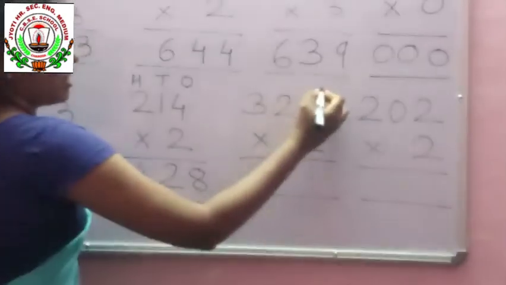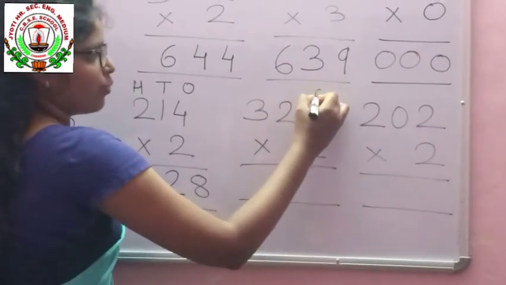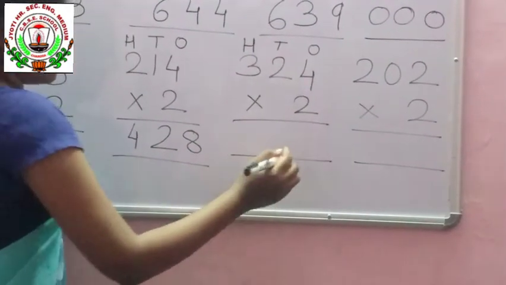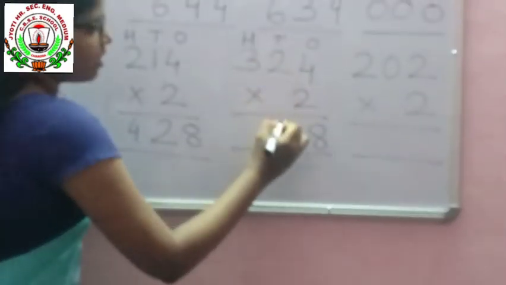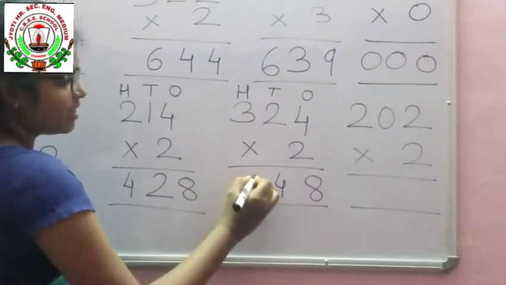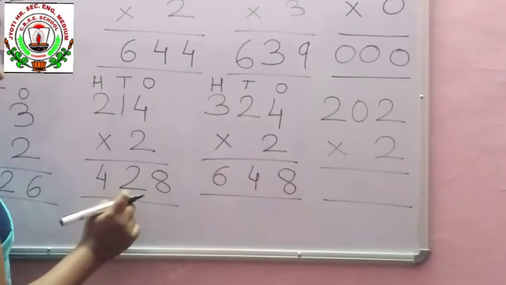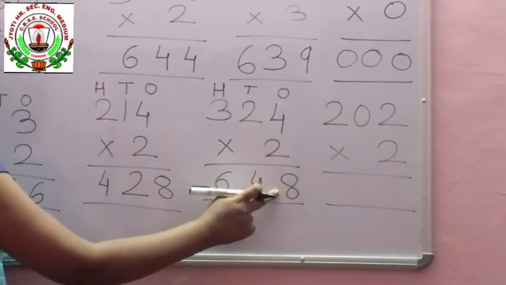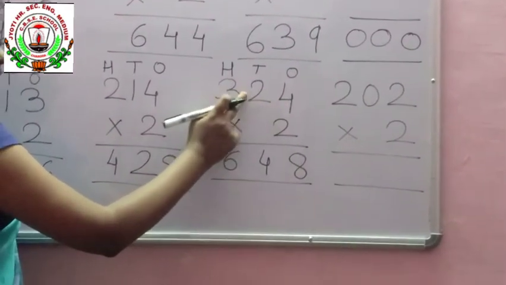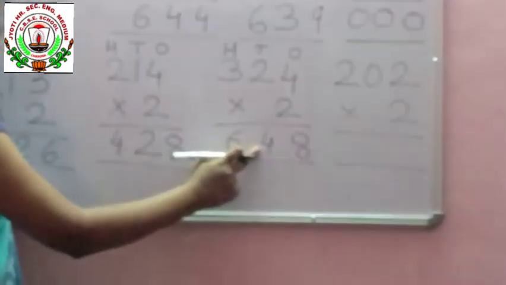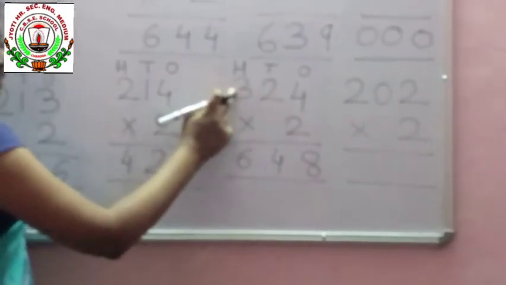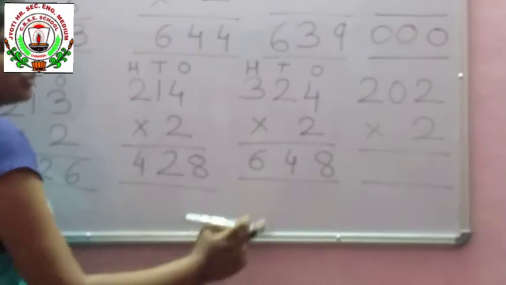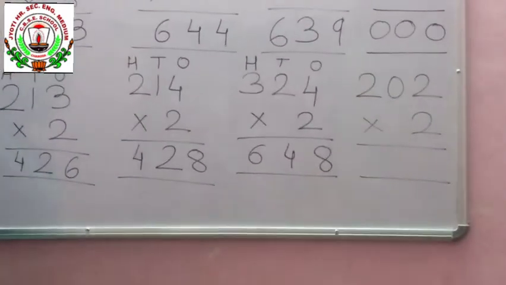Next question. Again 324. Ones, tens, hundred. So 2 fours are 8. 2 twos are 4. 2 threes are 6. Okay? So if you multiply any number with ones, the answer will come in the ones place. If you multiply any number with tens, the answer will come in the tens place. And if you multiply any number with the hundred place, the answer will come in the hundred place. Okay, 324 into 2, the answer is 648. Next question.